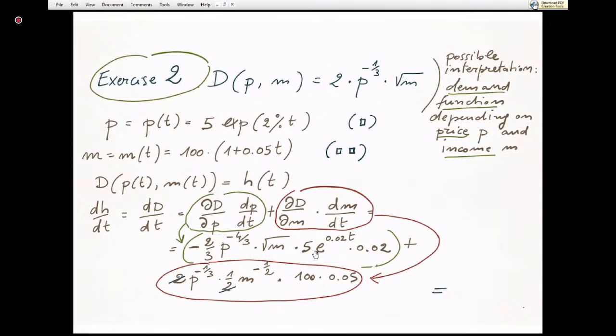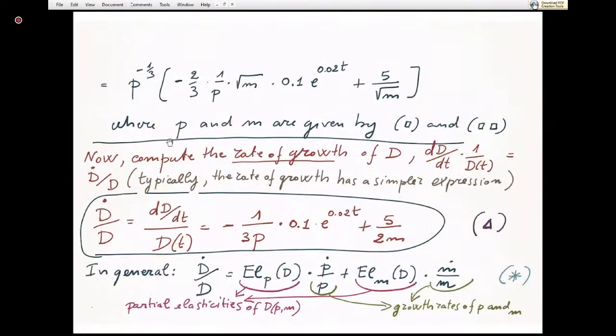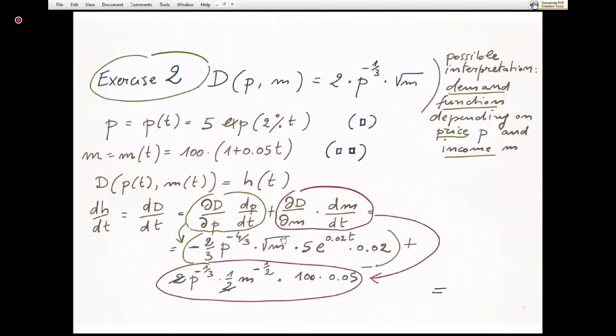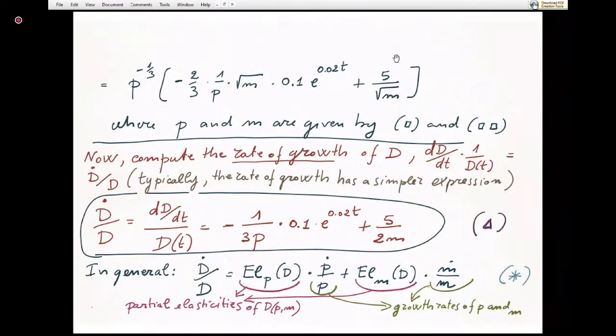And if I factor the second additive term, this one, 2 and 2, I can simplify 2 and 2. p to the power of minus 1/3 is a common factor with the previous term, so I get 5 times 1 over square root of m. This one. This is a slightly more reasonable way to write the result.